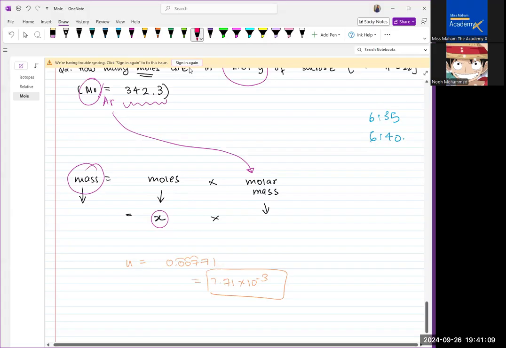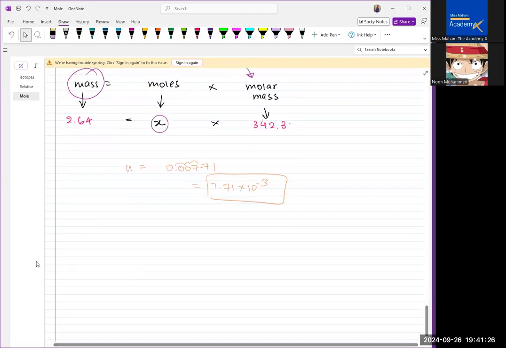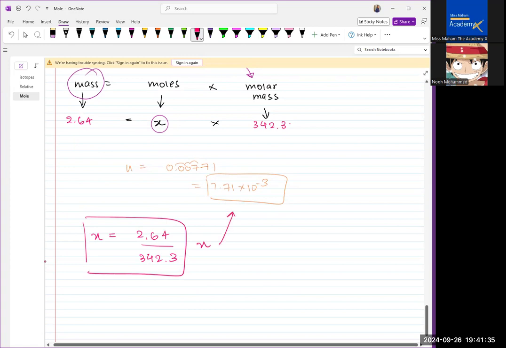Okay. So what you must have done was: mass is 2.64 grams, moles are X, and molar mass is given as 342.3, right? So the calculation will be X equals 2.64 over 342.3. So X turned out to be 0.00771.